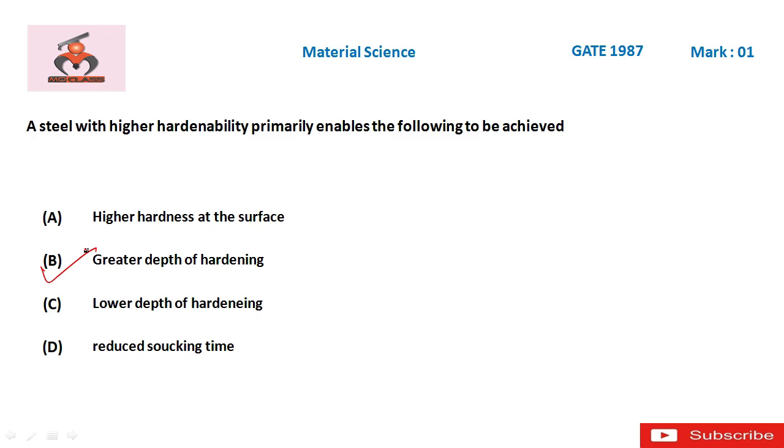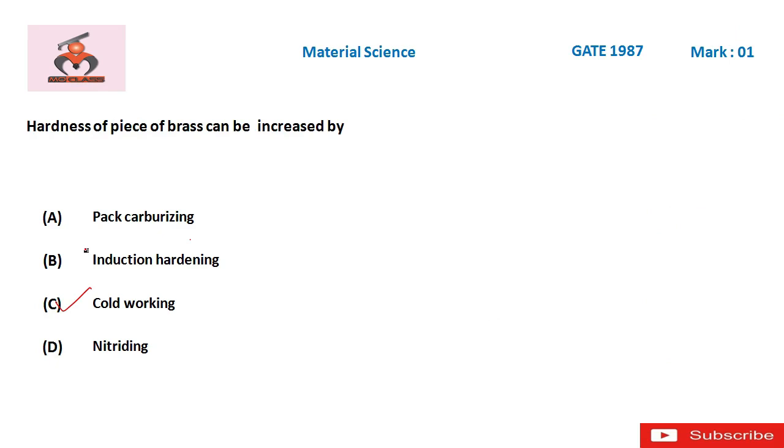The next question: hardness of a piece of brass can be increased by, the answer is cold working. First we should know what cold working is. Cold working is the process in which the material is processed below the recrystallization temperature. Hot working takes place above the recrystallization temperature. Generally we go for hot working for steel, due to the presence of austenite.